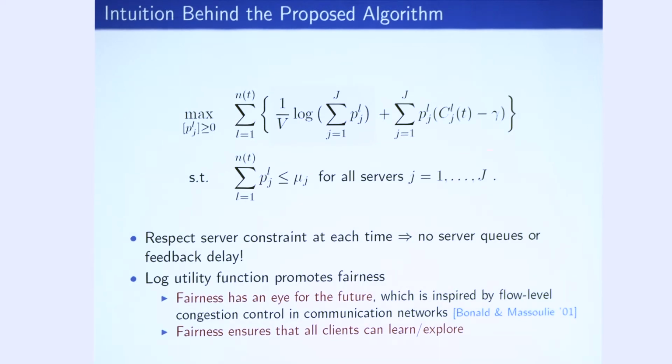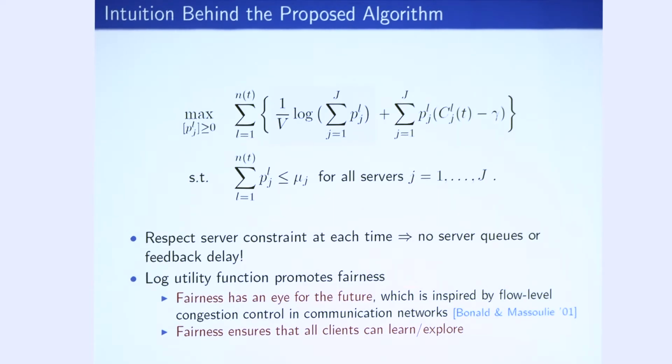The first one is that the fairness has an eye for the future. This view is inspired by flow-level congestion control. There, it is shown that if the congestion control policy is fair, then it can achieve the largest possible stability region. If the congestion control is myopic, for example, maximizing the instantaneous total throughput, it turns out that the stability region is strictly smaller.